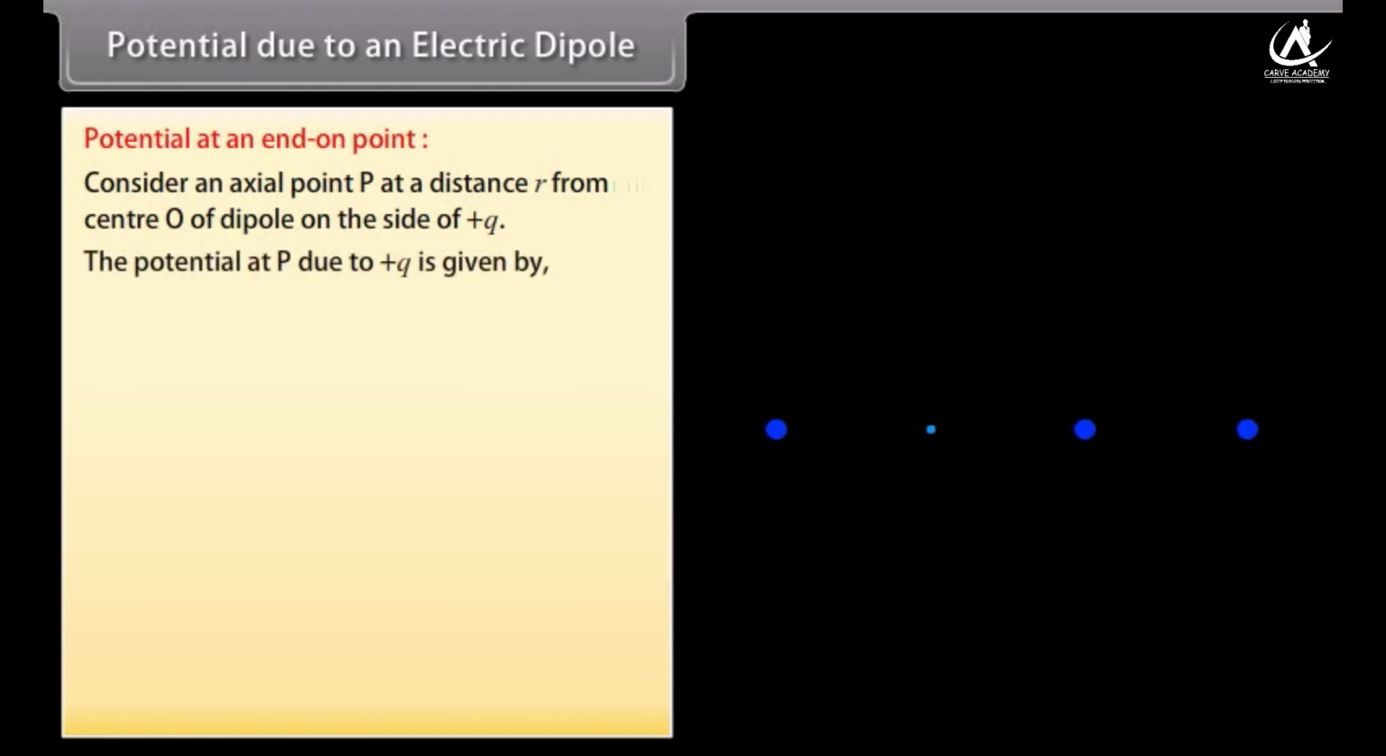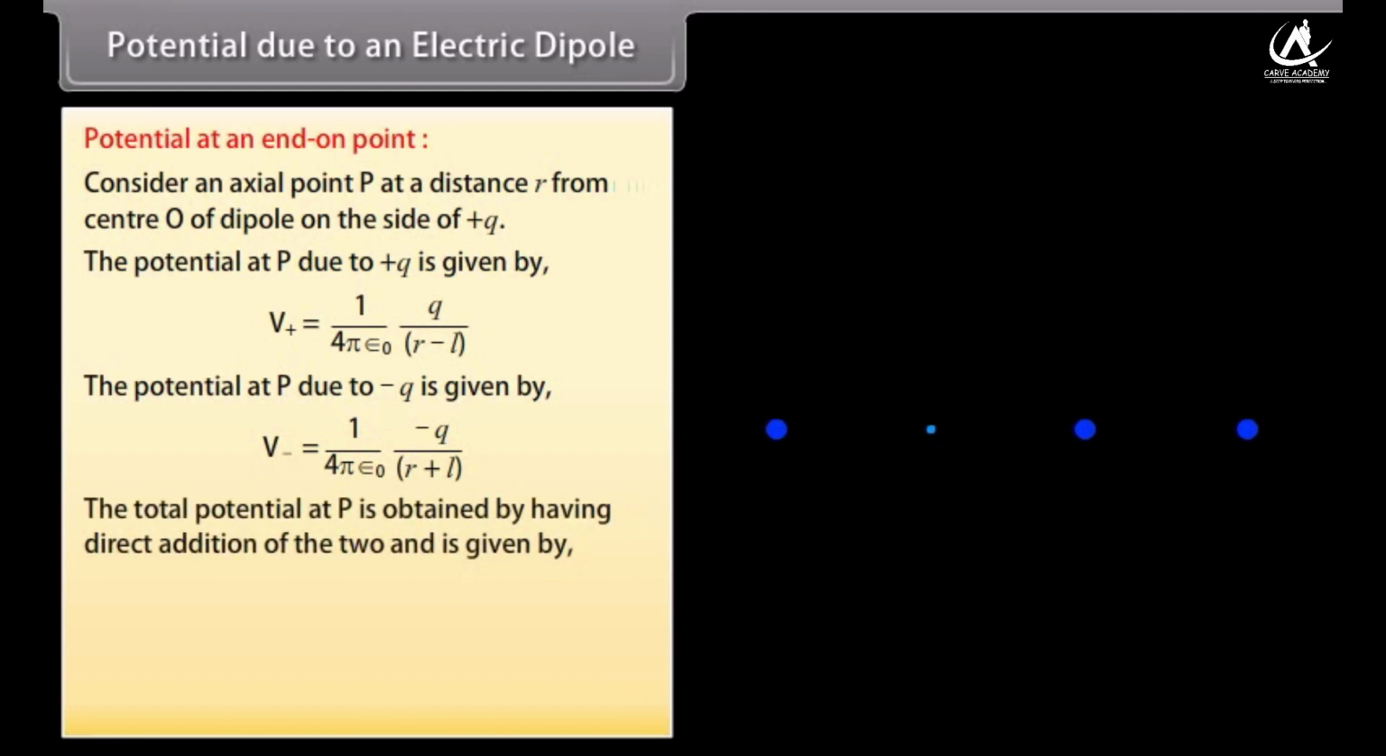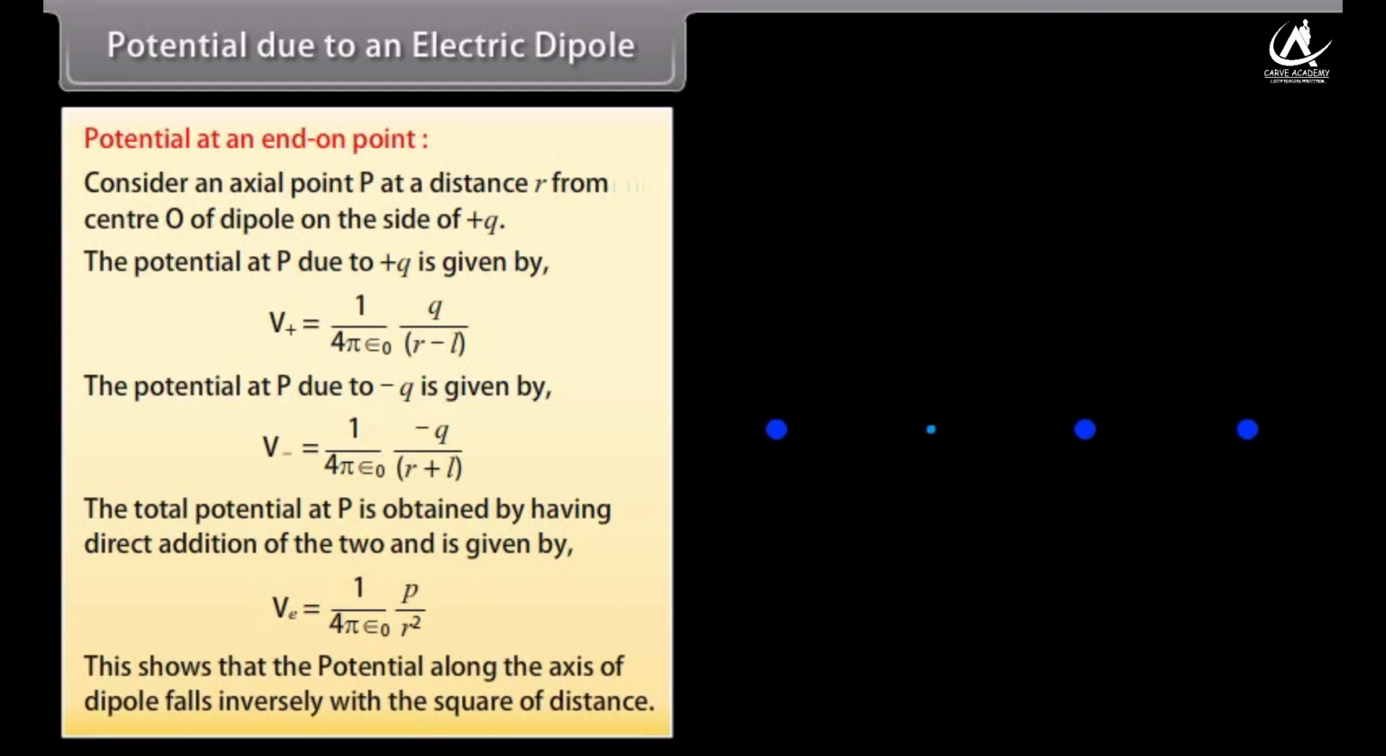The potential at P due to +Q is given by V+ = 1/(4πε0) × Q/(r − l). The potential at P due to −Q is given by V− = 1/(4πε0) × (−Q)/(r + l). The total potential at P is obtained by direct addition of the two and is given by V = 1/(4πε0) × p/r². This shows that the potential along the axis of dipole falls inversely with the square of distance.